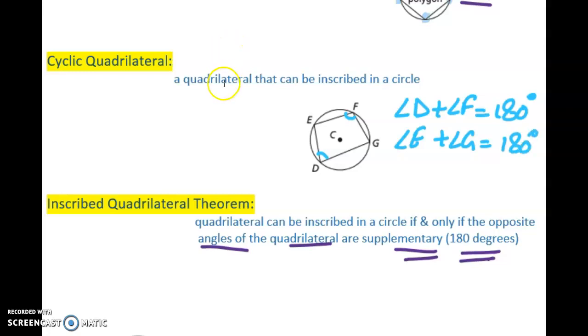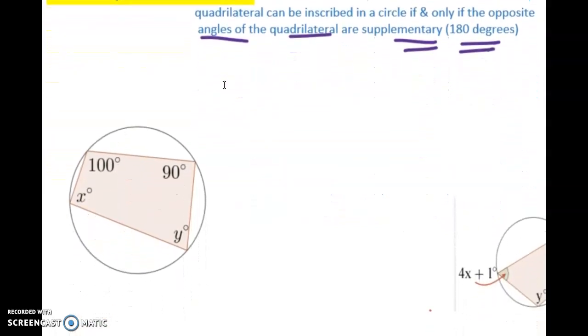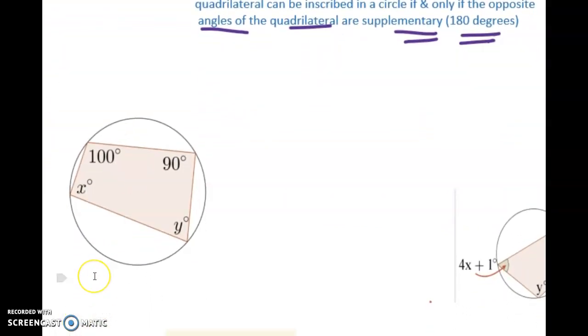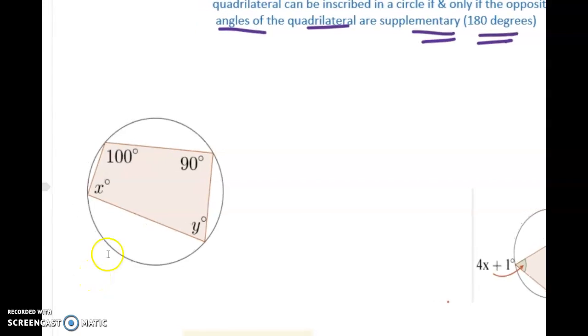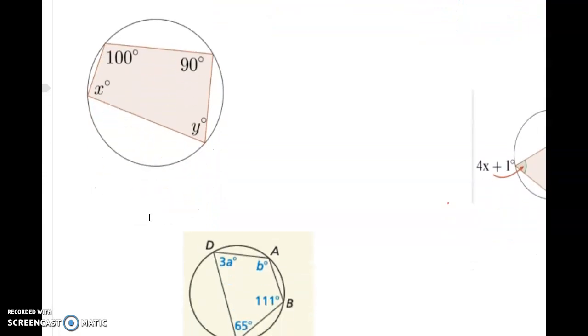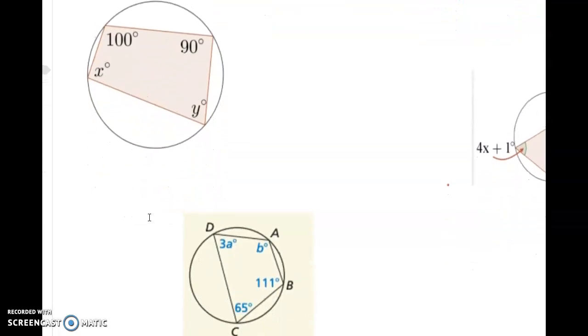Based on these, let's try a few examples. I will solve a few questions for you and then you will solve one question for me. This one is for you to try. Let's get started with question number 1. We have just learned that if a quadrilateral is inscribed in a circle, let's first check whether it is totally inscribed or not. How can we check? If the vertices are right there on the circle. Yes, it is inscribed in a circle.